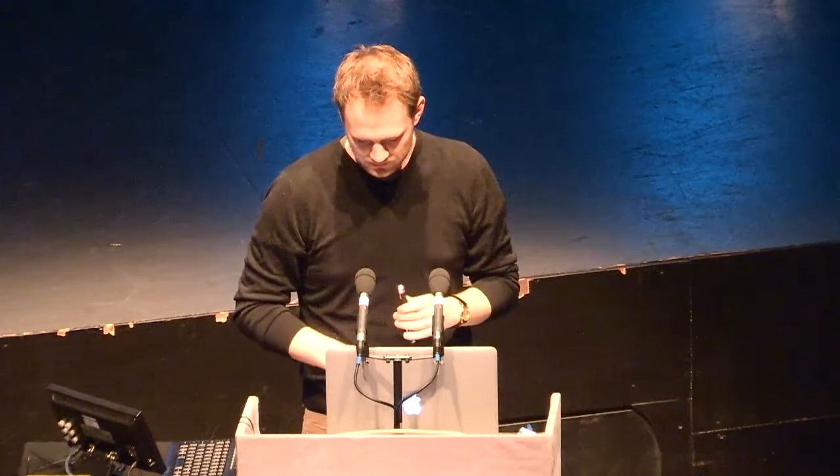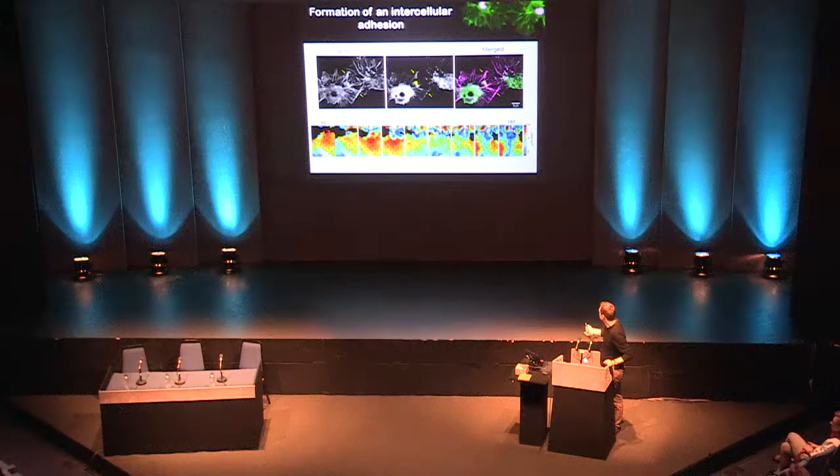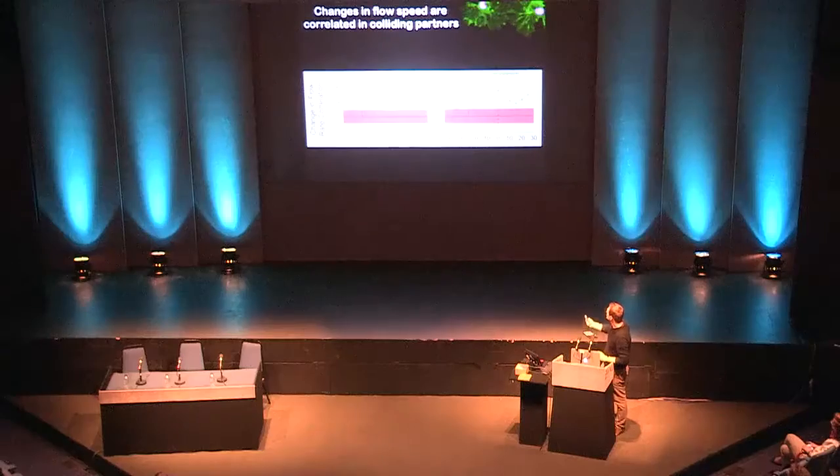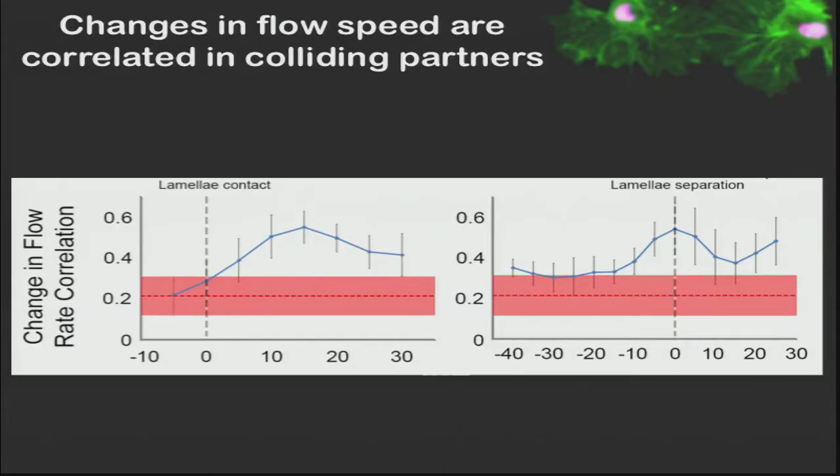Now, Andrei, when he saw this, wanted to ask the question, well, is this adhesion physically coupling these two cells as they come together? And in order to analyze this, he did a correlation coefficient analysis. And what this basically does is he looks at changes that are happening in the actin network in one cell and sees if they are also occurring in the other cell simultaneously. And when he did this, what we found was that prior to these two cells coming into contact, there's a very low baseline level of this correlation coefficient.